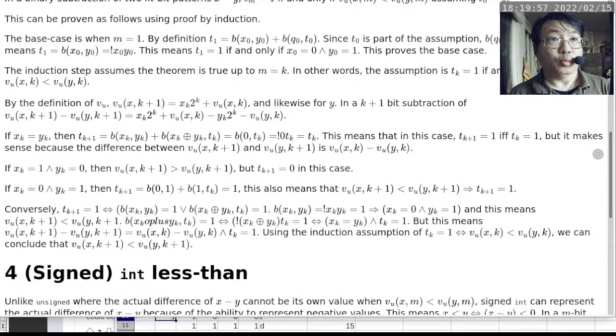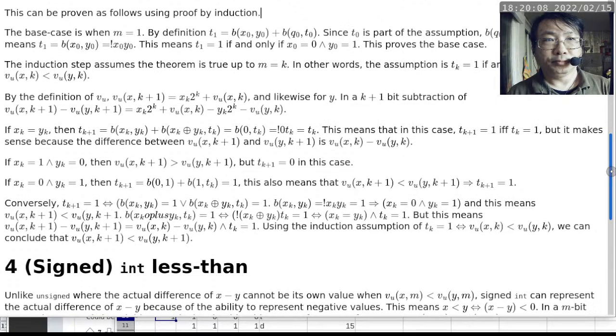For those of you who want to know exactly how I proved that T_M equals 1 if and only if VU(x_M) is less than VU(y_M), this is the proof. It's a proof by induction.